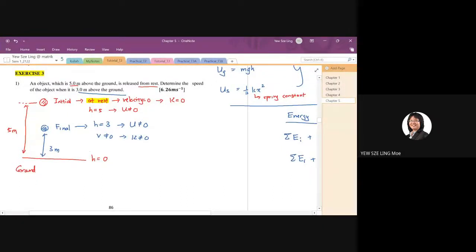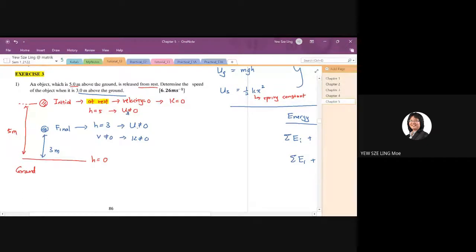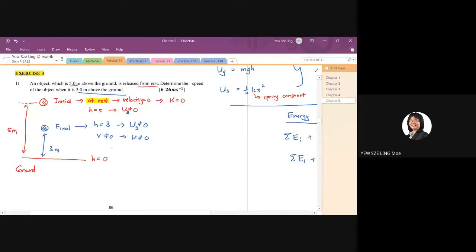Now look at the diagram. There's no spring involved in our system, therefore we don't have US. What we have is just UG, because UG is affected by the position of the object, and now our object changes its position, therefore UG is a non-zero value. K is caused by motion. Now my object is moving with a velocity, therefore K is a non-zero value at its final state.